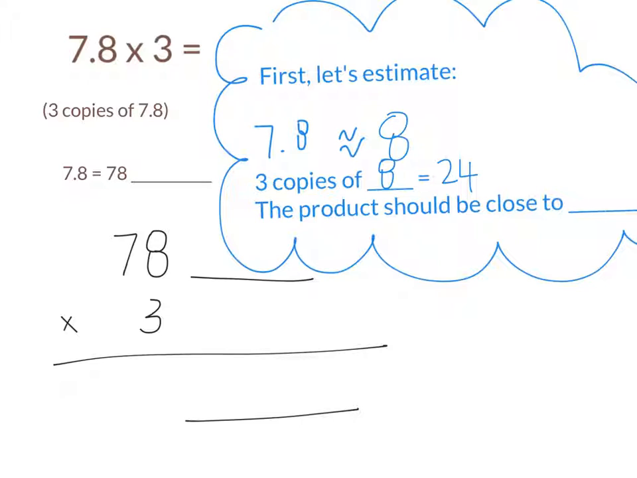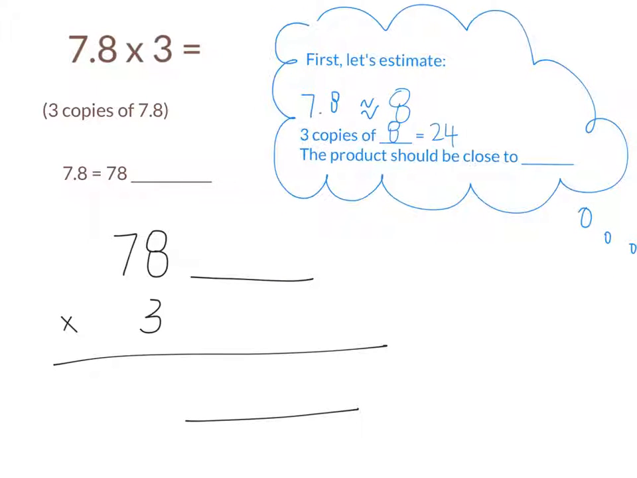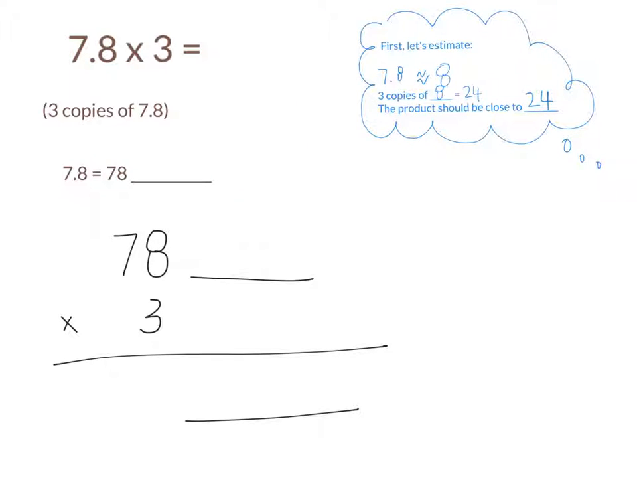So the product should be pretty close to what number? 24. So if we get a number like 258, would that be close? Or if we get a number like 204 thousandths, would that be close? No. So we know that we're on the right track if our answer is pretty close to 24. Why is it helpful to estimate like this before we actually solve the problem? Is that helping me find the real answer? Not really. If I wrote 24, would I get the answer right?